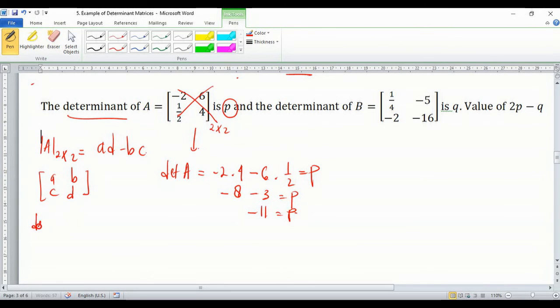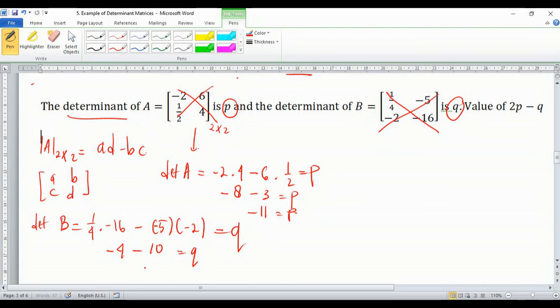How about the determinant of B? Determinant of B is A times D, a quarter times minus 16, minus 5 times, oh sorry, this one is not minus 15 but minus 5. Minus 5 times minus 2, it's also equal to K. So minus 4, this one is left minus 10, is equal to K. So this one is minus 14, equal to K.